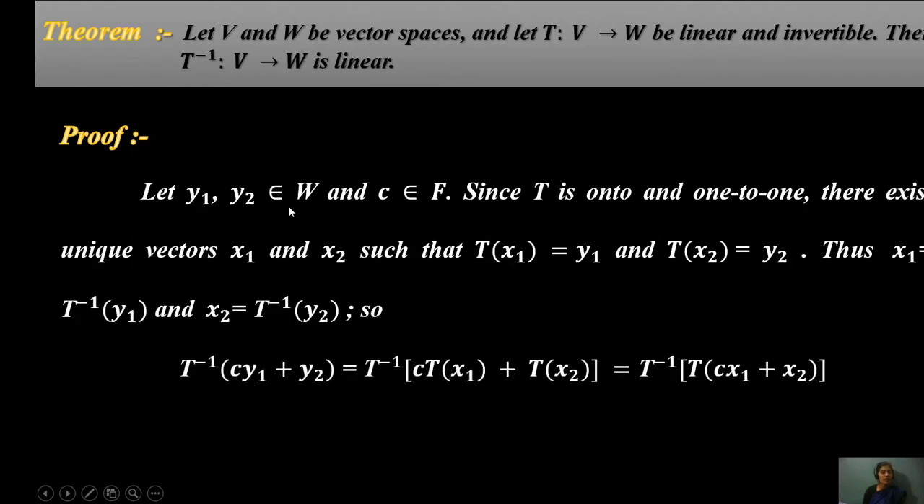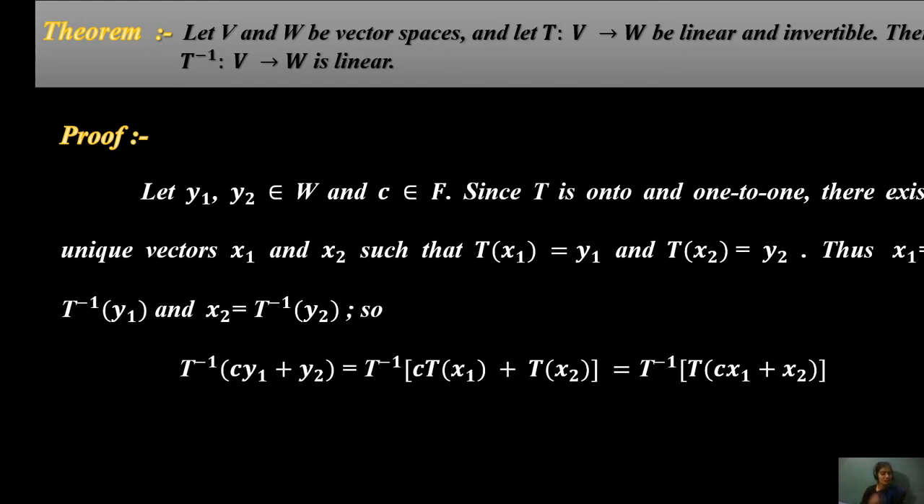Let y1, y2 be elements of W and c be an element of the field. We know that T is onto and one-to-one. What is onto? For T from R^n to R^m, at least one element of R^n is mapped to each element of R^m.